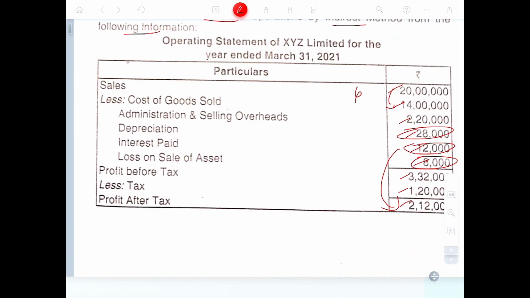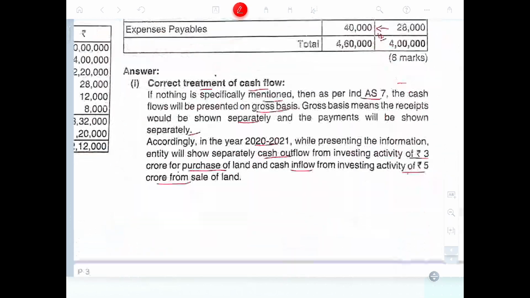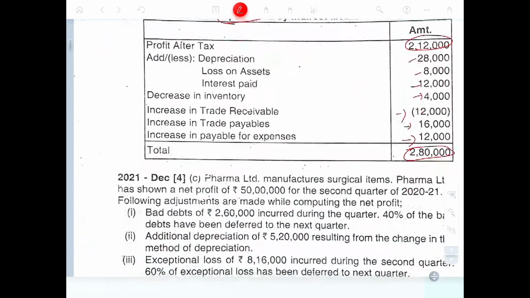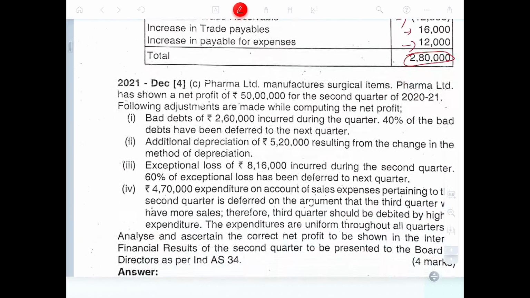6 lakhs minus 2 lakhs. 3 lakh after tax; before tax, tax 1,20,000. So 2 lakh 12,000 is there. To that, if we add 8,000, 12,000, 20,000, you get this 80,000.